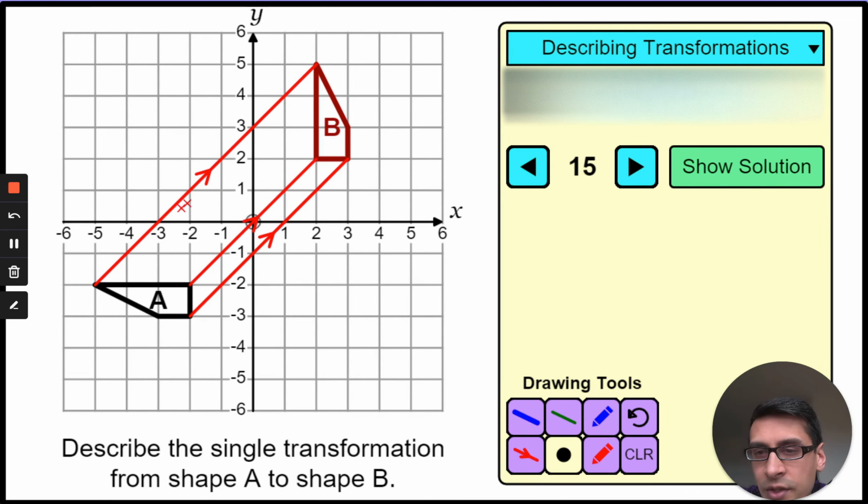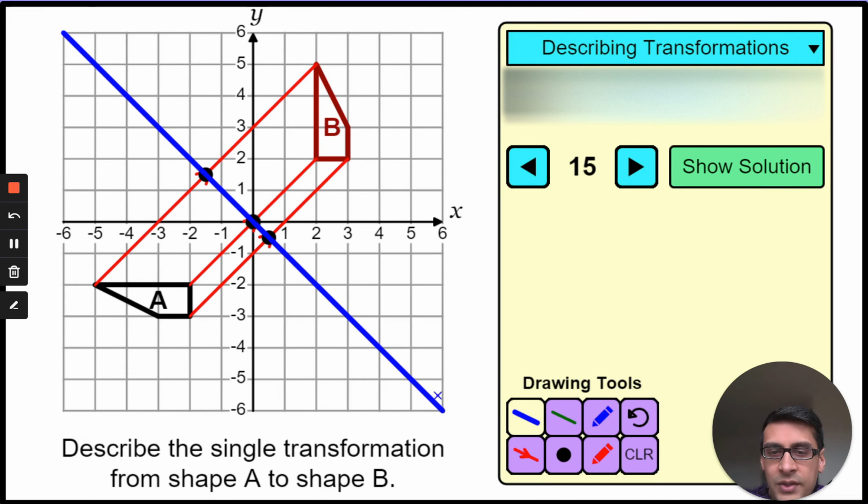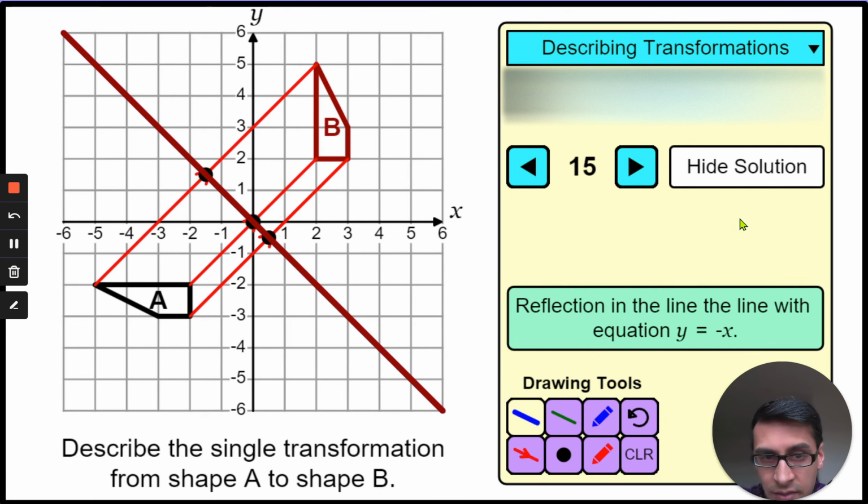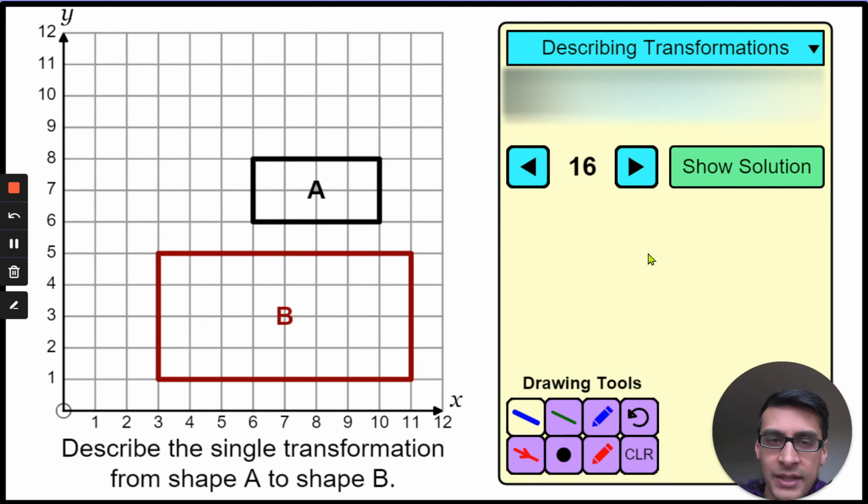So 1, 2, 3, 4, 5, 6, 7 diagonals, so 3.5. 1, 2, 3, and 3.5 is halfway. The middle is there, and then the middle of this line is here. So we can see the mirror line is y equals -x. It's reflected on the line y equals -x. Question 16.